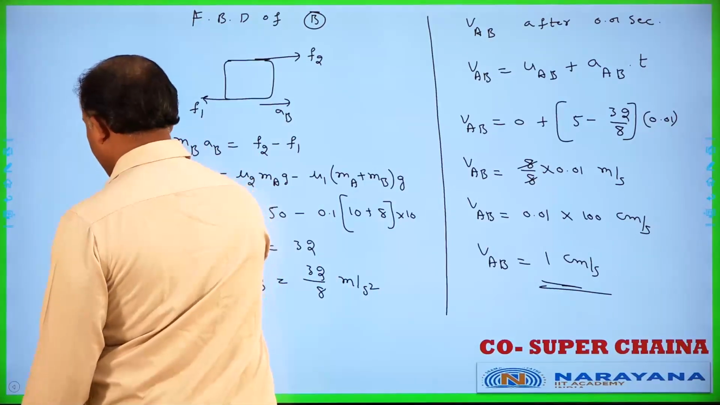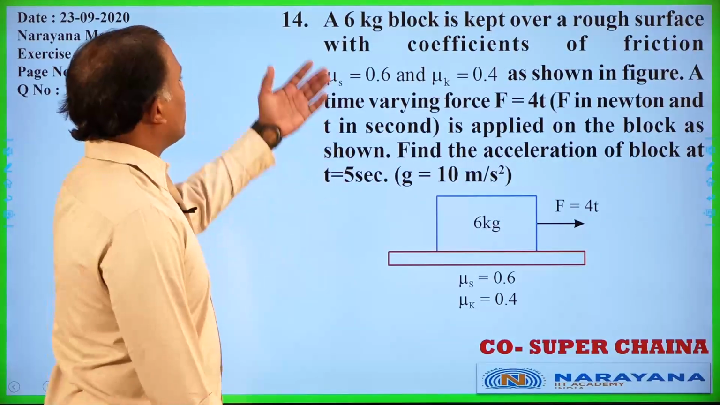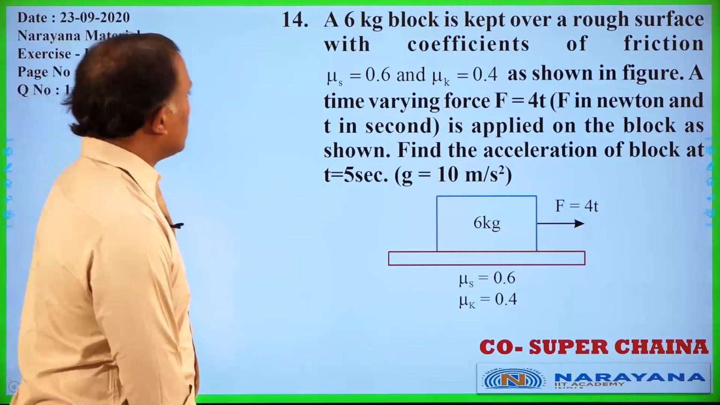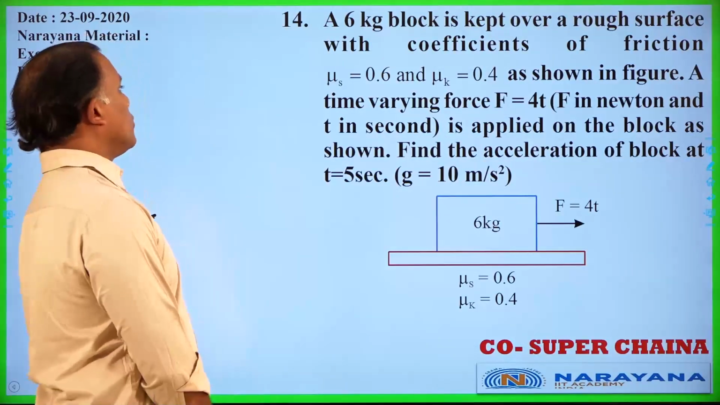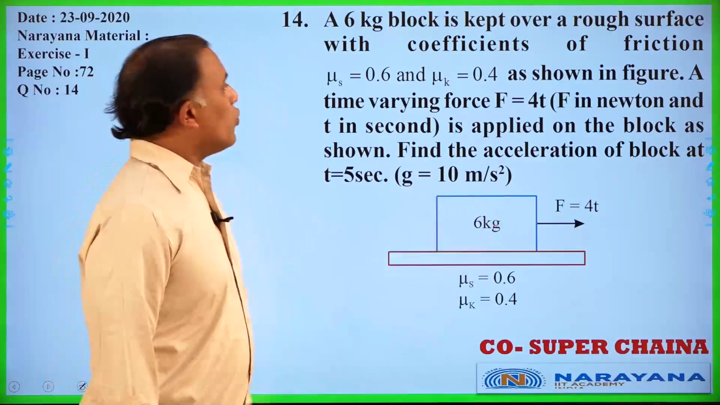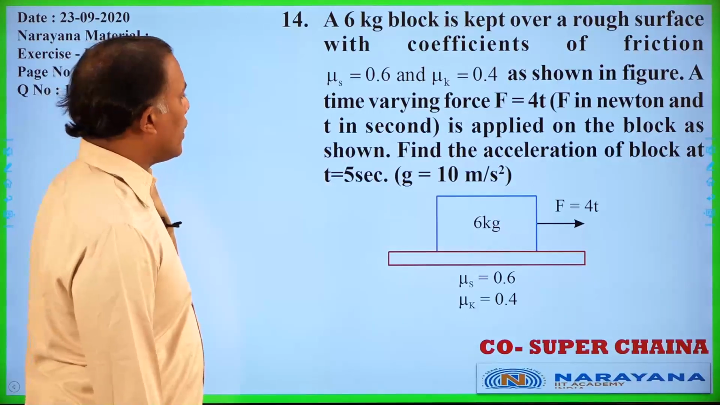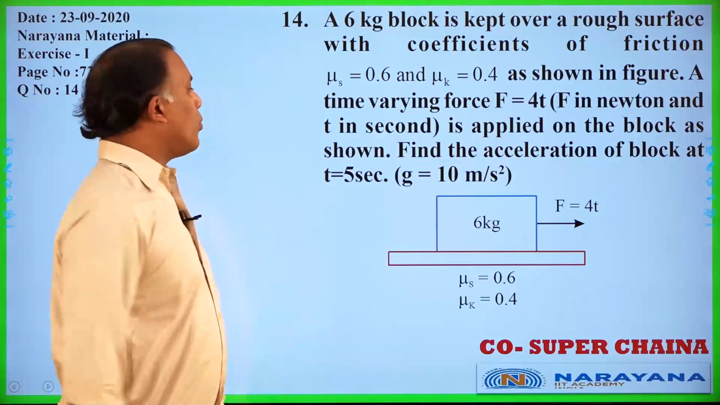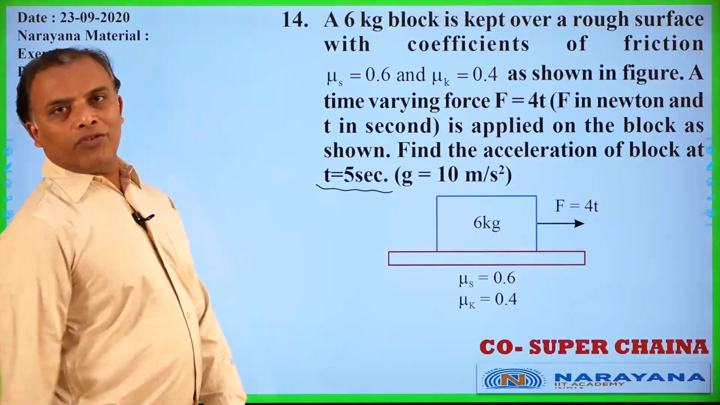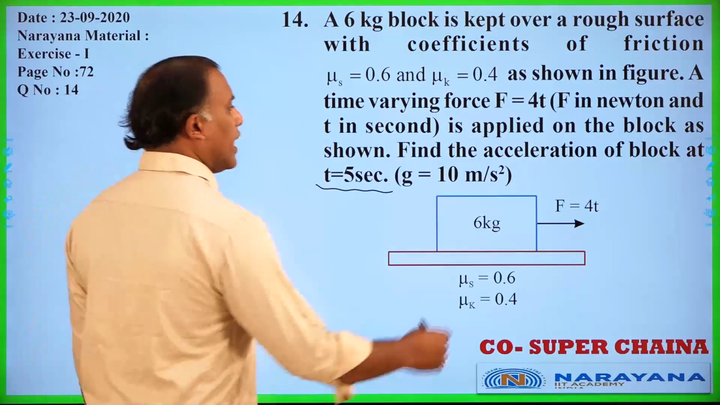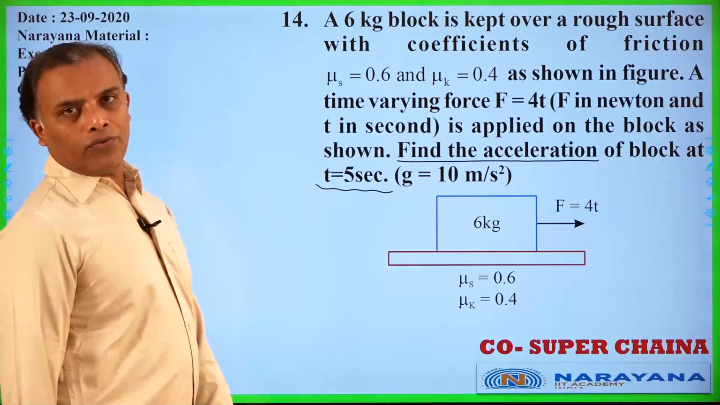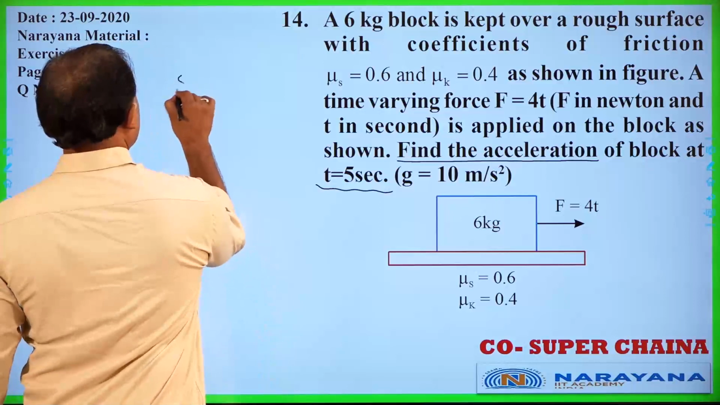As the next question, let us see. Here a 6 kg block is kept on a rough surface with coefficient of friction: mu s is 0.6, mu k is 0.4, given to you. And a varying force F equal to 4t is acting. Find the acceleration of the block at t equal to 5 seconds. At t equal to 5 seconds, he is asking what is the acceleration. Let us see that one also.